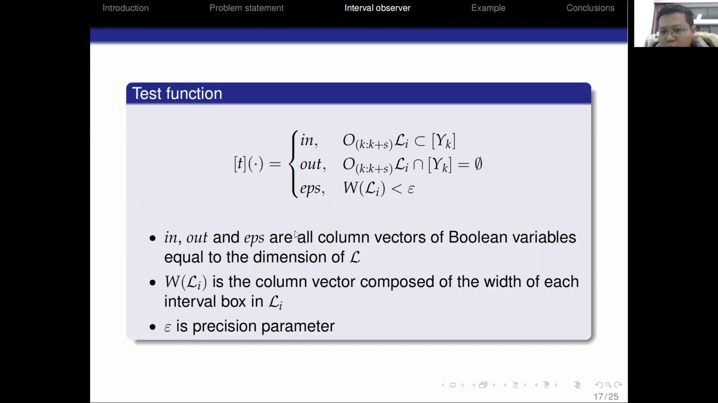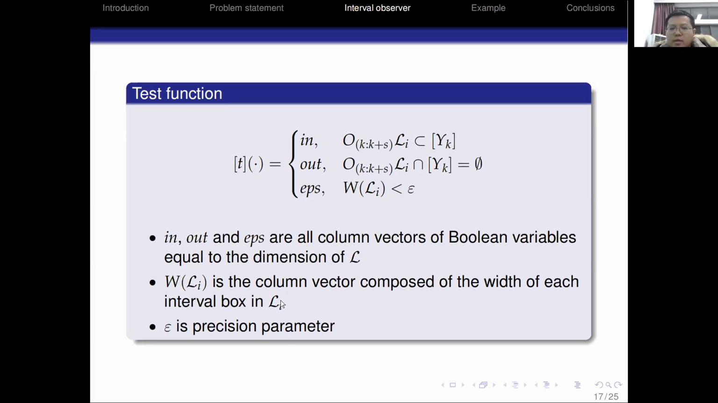We have three different outputs, depending on the situations of the intersection. The first is in. If t equals in, then OL is in the y. If the output is out, that means the two sets have no intersection. And the third situation, we have t equals EPS.